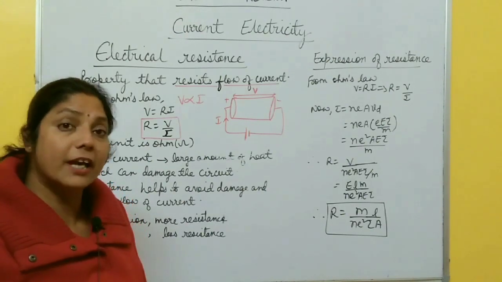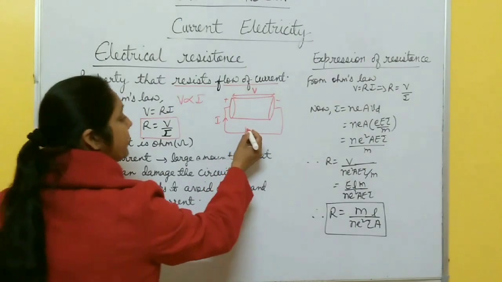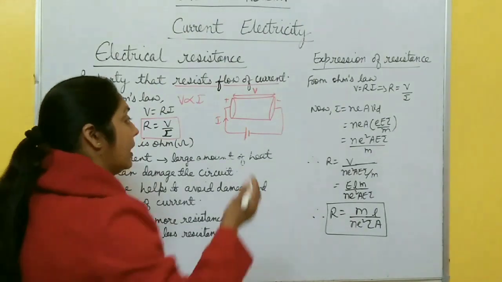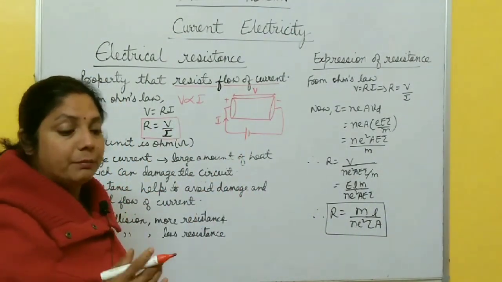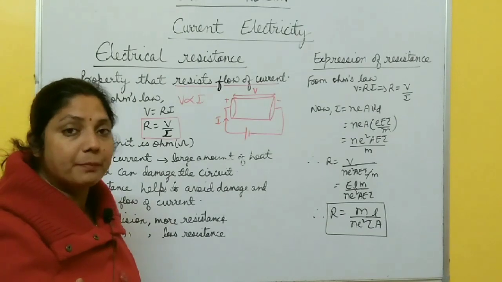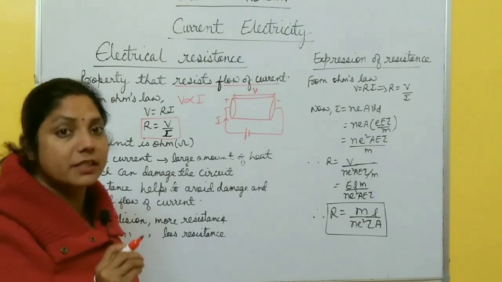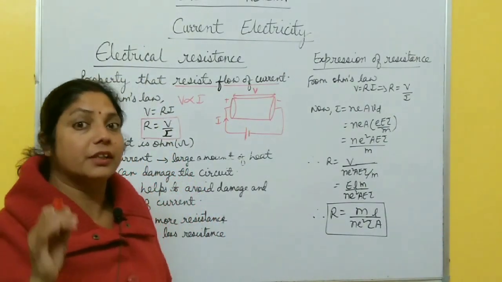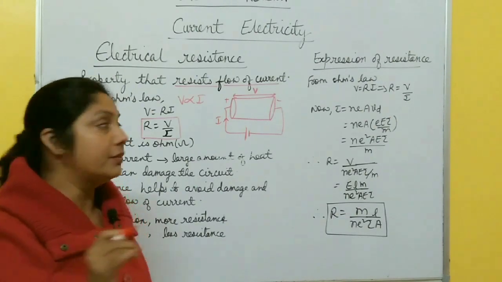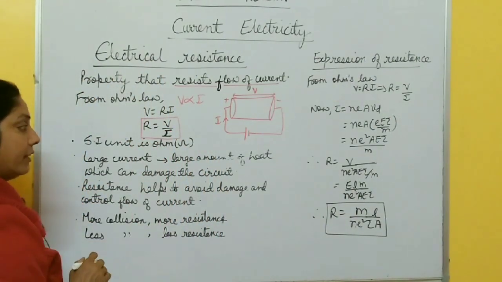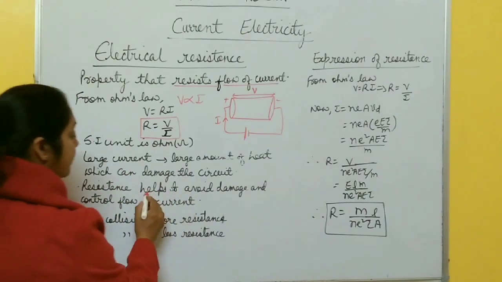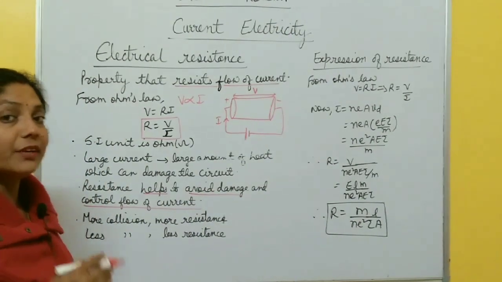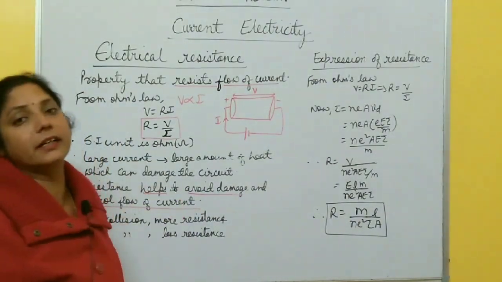Why? When a potential difference is applied across the ends of the conductor, electrons start moving and a large amount of current is produced. But due to a large current, a large amount of heat is produced inside the conductor and it damages the circuit. So to avoid that damage and to control the flow of current, we require resistance. But where is it present? It is present inside the conductor itself.